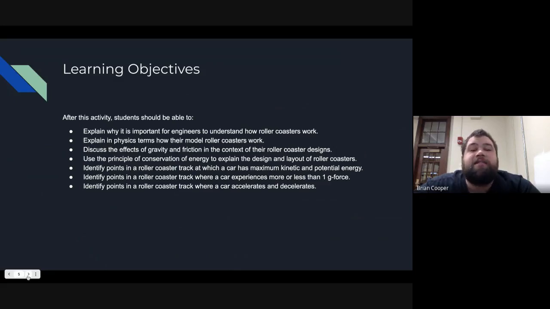After this activity, students should be able to explain why it is important for engineers to understand how roller coasters work, explain in physics terms how their model roller coasters work, discuss the effects of gravity and friction in the context of the roller coaster designs, use the principle of conservation of energy to explain the design and layout of roller coasters, identify points in a roller coaster track at which a car has a maximum kinetic and potential energy, identify points in the roller coaster track where a car experiences more or less than 1 g-force, and identify points in a roller coaster track where a car accelerates and decelerates.